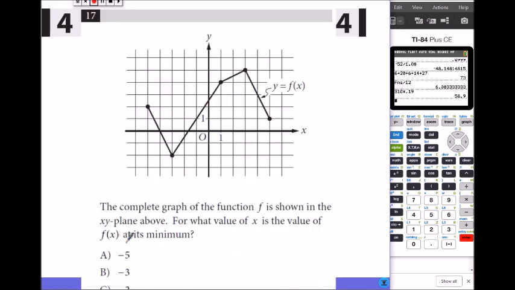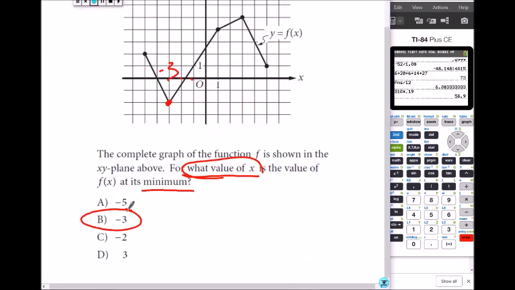Right? Number 17. The complete graph of the function f is shown in the xy plane above. For what value of x is the value of f of x at its minimum? So at the minimum, what is the x value? 1, 2, 3, negative 3. So the answer is B.